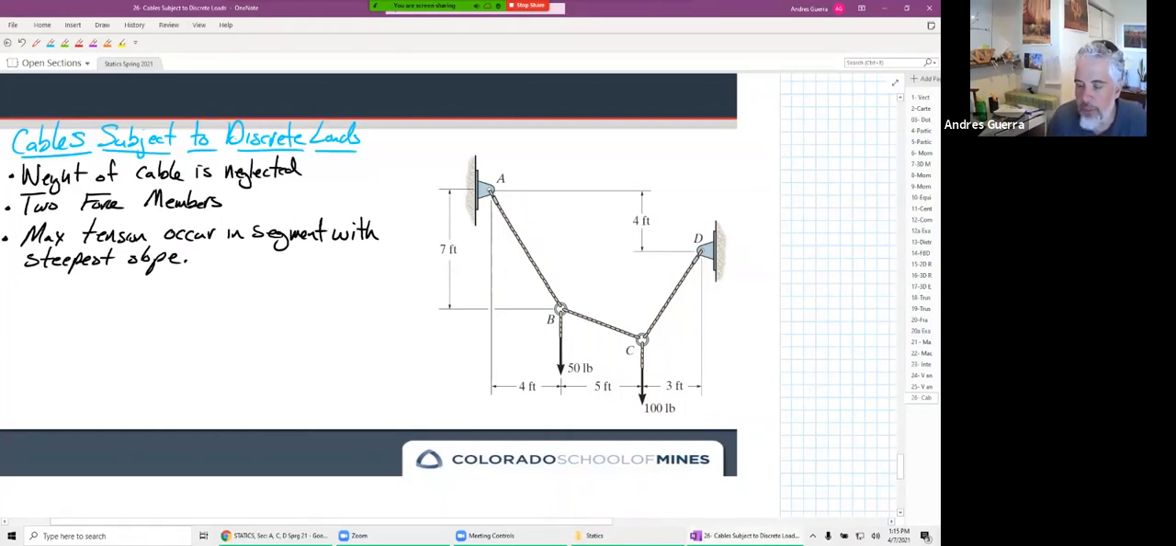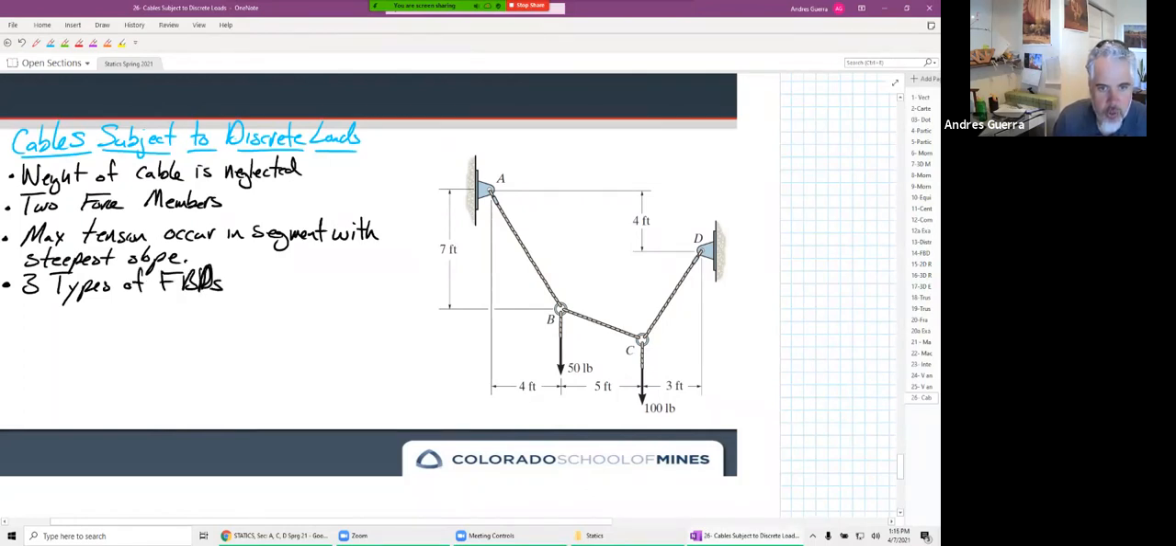Also, our steepest slope can never occur at an interior segment. It'll always be a segment against the supports there. So in this one, it'd either be AB or DC. And then we talked about in our learning objectives, the 3 types of FBDs.